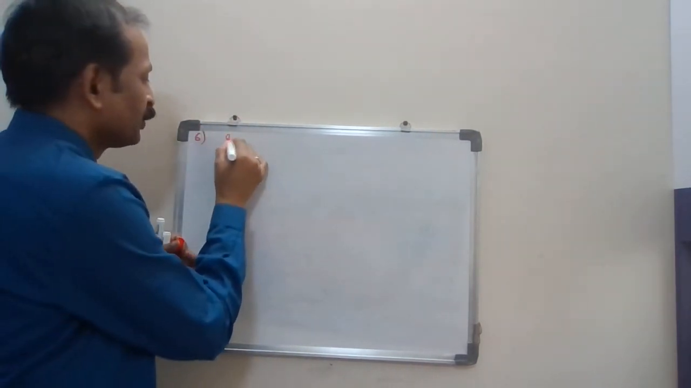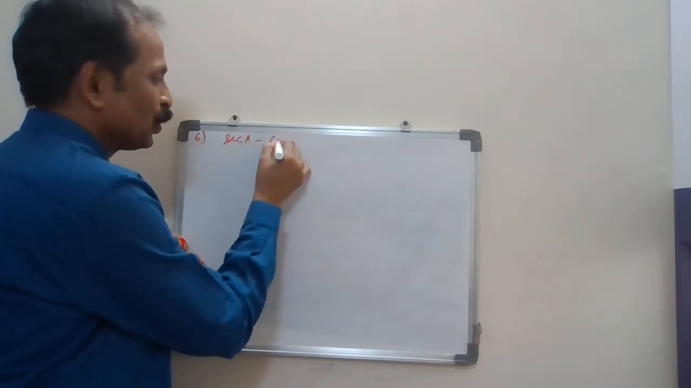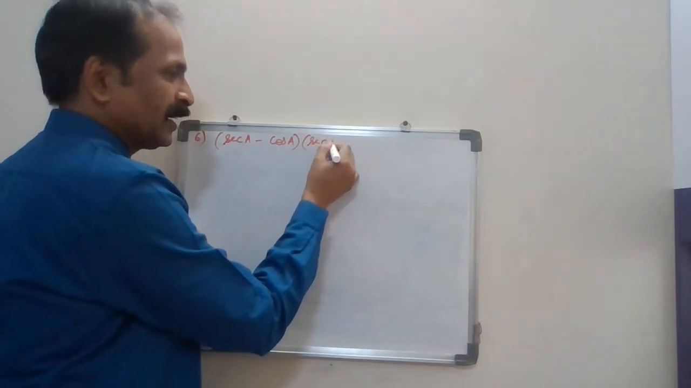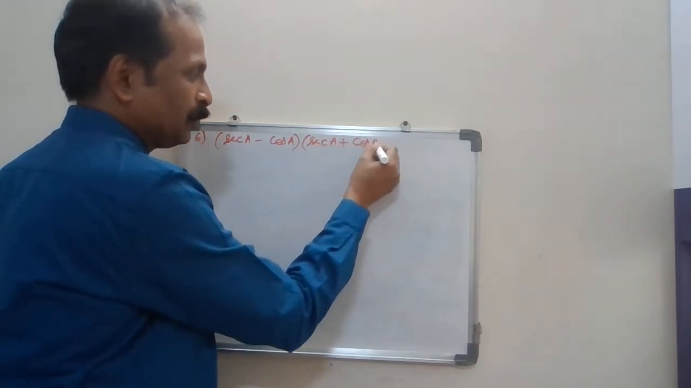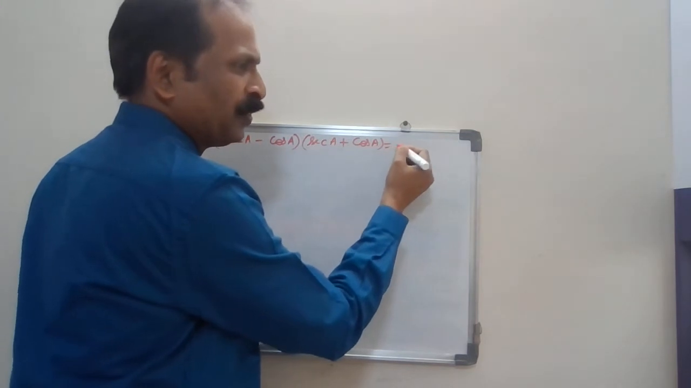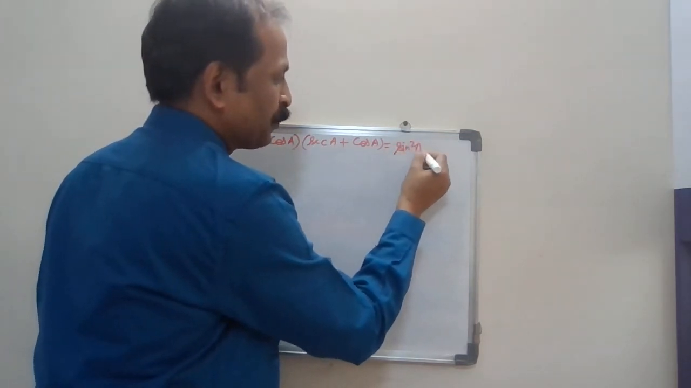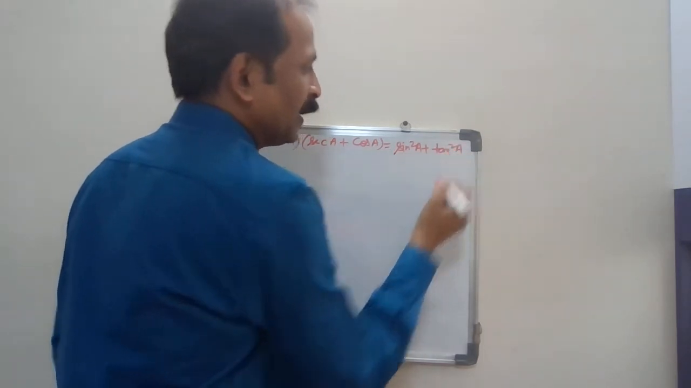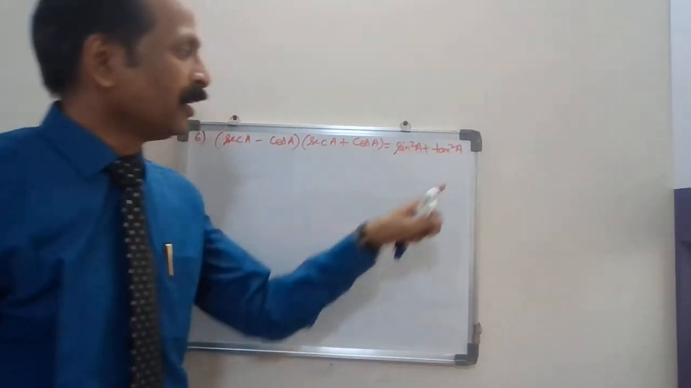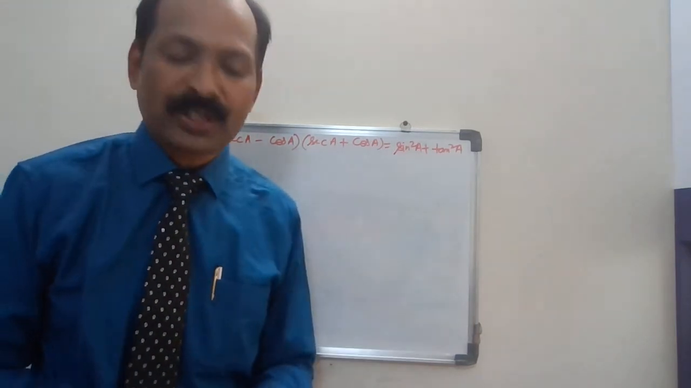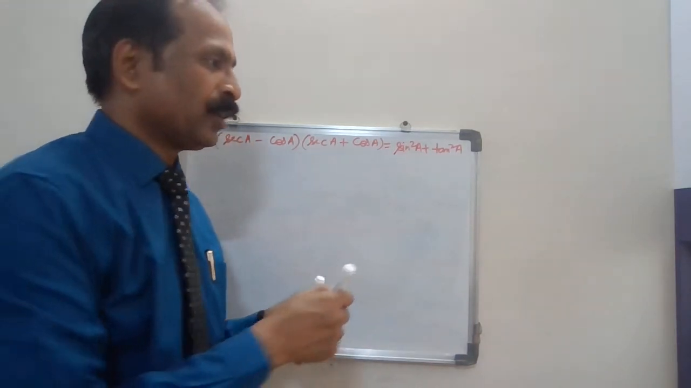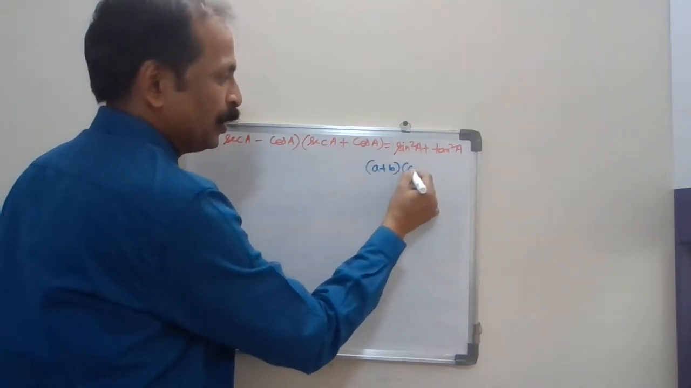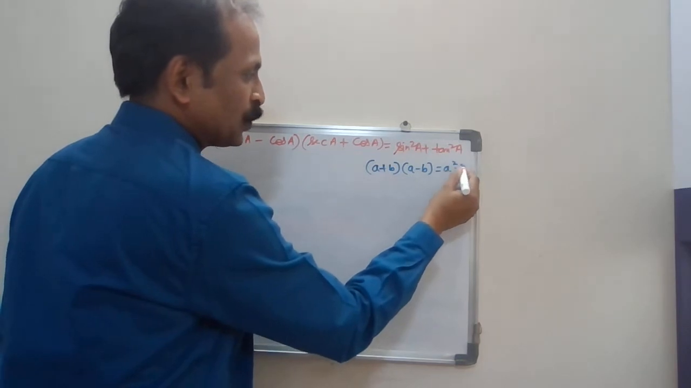So now sec A minus cos A in one bracket and sec A plus cos A in the other bracket, and you have to prove sin square A plus tan square A. As I told you, you can go one step behind. Tan square A means sin square A upon cos square A. But don't worry, you can go with the A square minus B square formula. You know that A plus B into A minus B is A square minus B square.